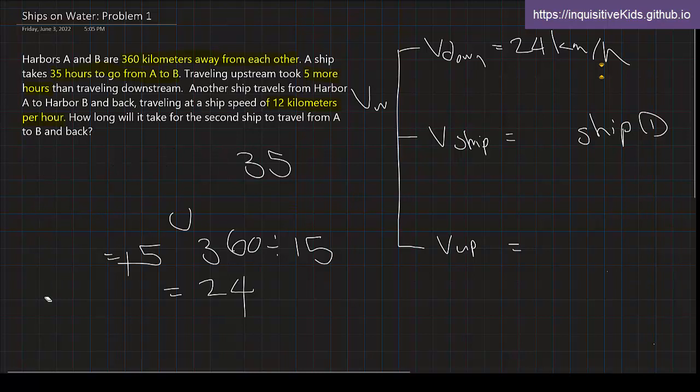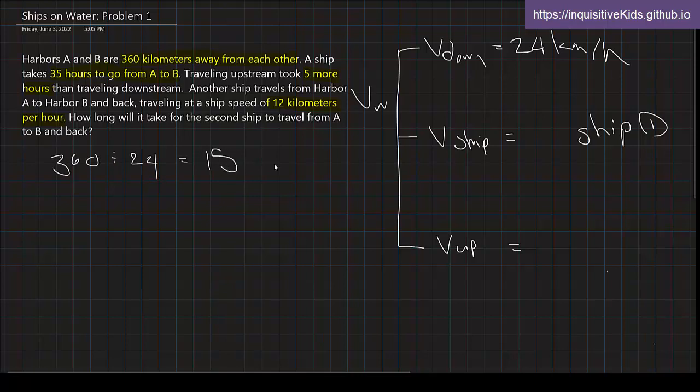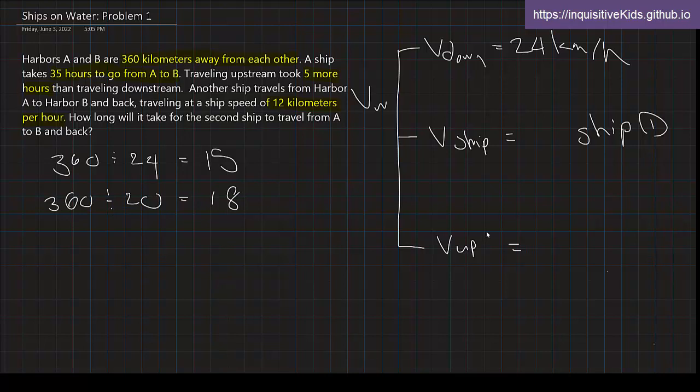Okay, so now that we know that, we can easily find out the upstream speed, right? Because we know that 360 divided by 24 is 15. So it took 15 hours to travel downstream. And in all, it was 35 hours. So it took 20 hours to go upstream. So 360 divided by 20 to find the speed, right? We have 18. So upstream speed of ship 1 is 18 kilometers per hour.